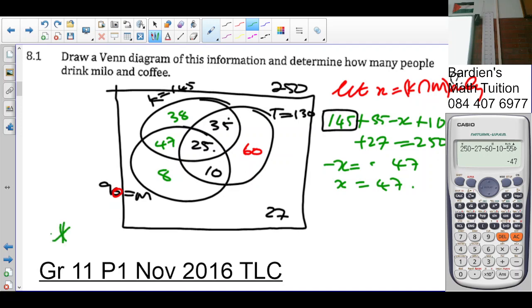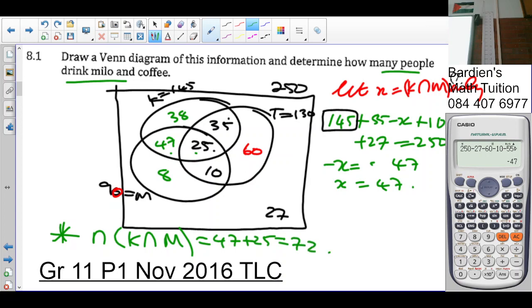And it wasn't answered in the memo. It says, determine how many drink coffee and Milo. So therefore, the number that drinks coffee and Milo is going to be 47 plus 25, which is 72. Okay, as I said, that's not answered.